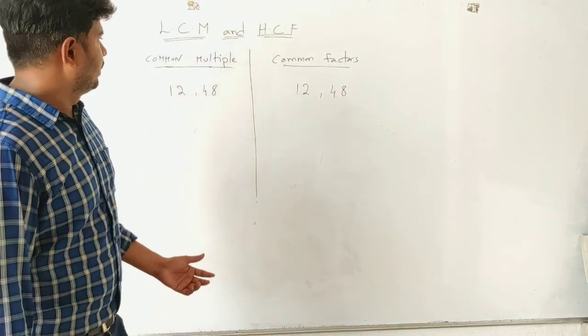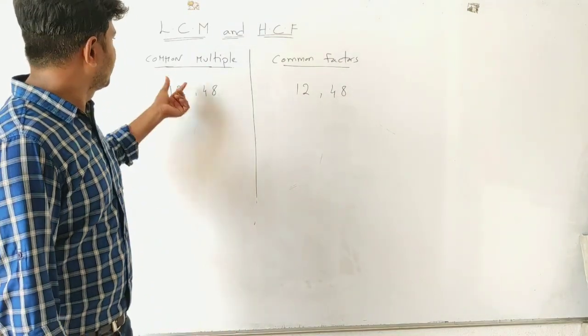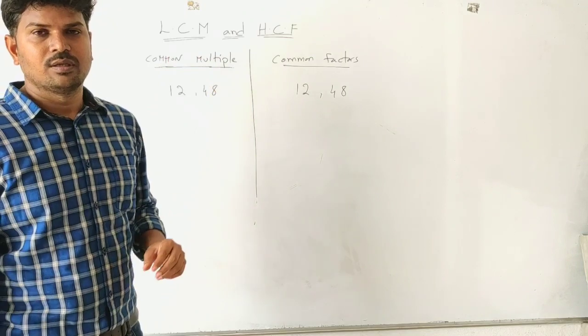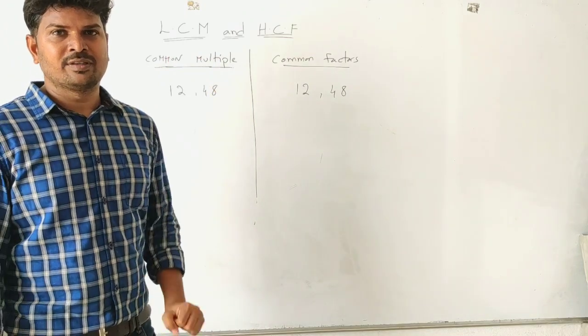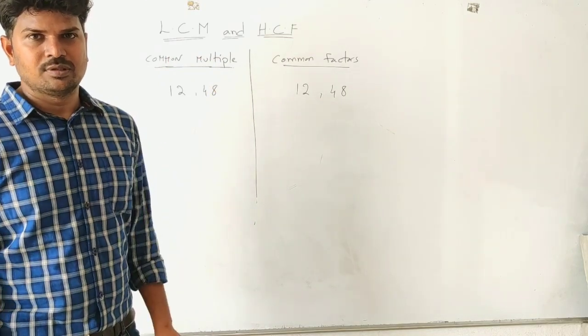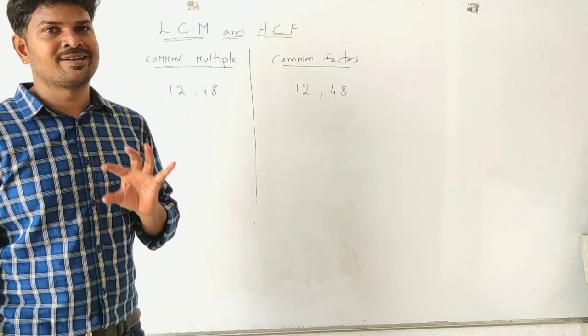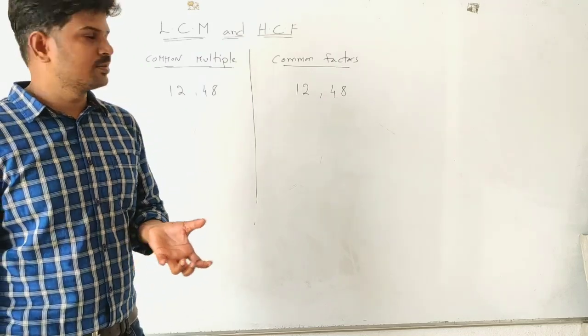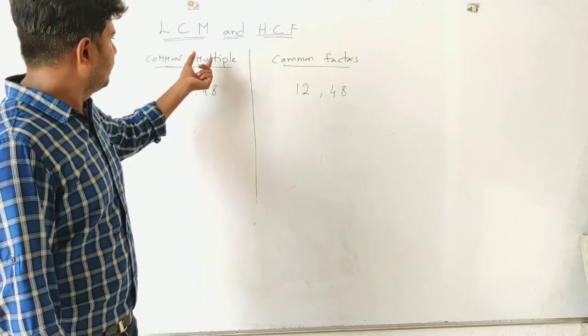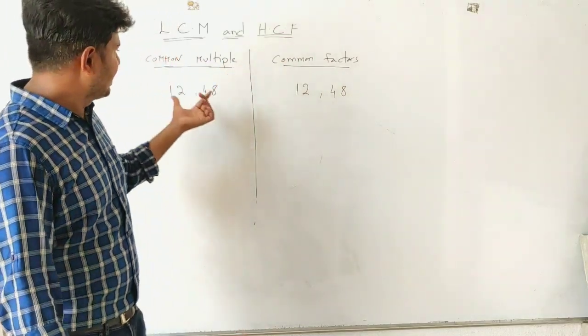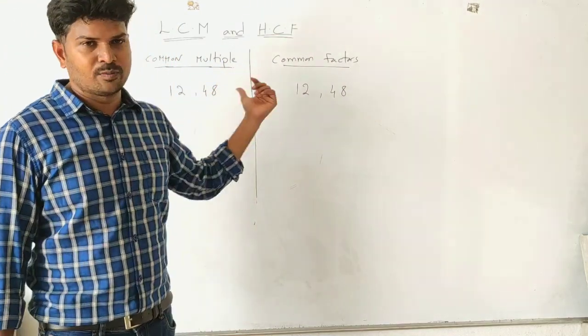Once we learn about multiples and factors, let's see what is this concept of common here. Common can be obtained with 2 or more numbers. For a single number, you don't get common. For 2 or more numbers, you will get common. So, common multiple and common factor. I'll take the same example here, 12 and 48.